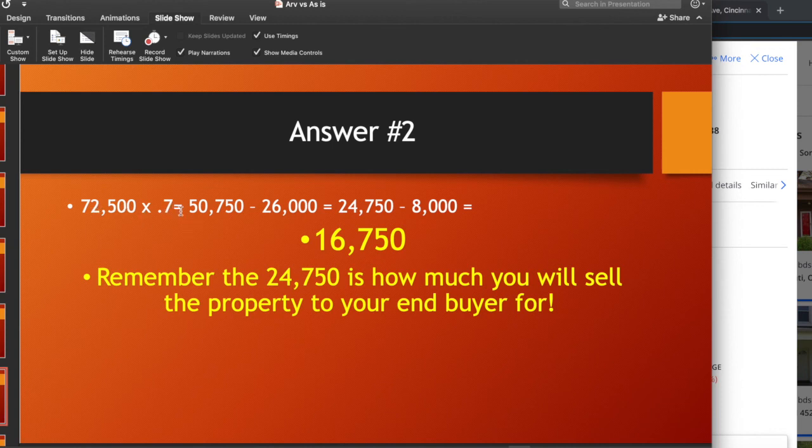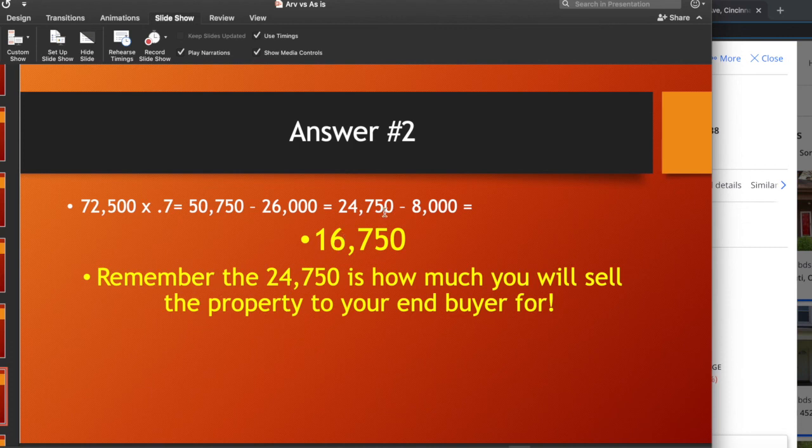72,500 times 0.7 gives us $50,750. And that is how much we have before we subtract the repairs. That's just the 70%. Once we subtract the repairs of $26,000, we get $24,750. And then we have to subtract our $8,000 because that's how much we want to make. And we get $16,750, our offer to the seller.